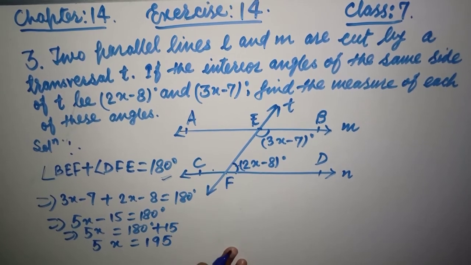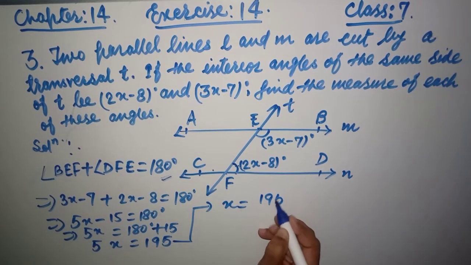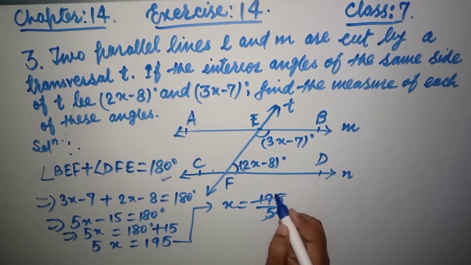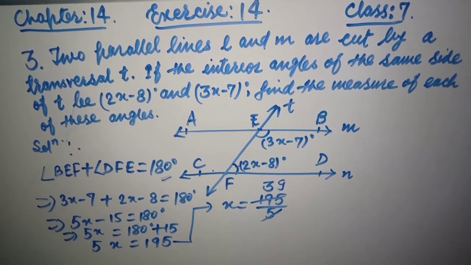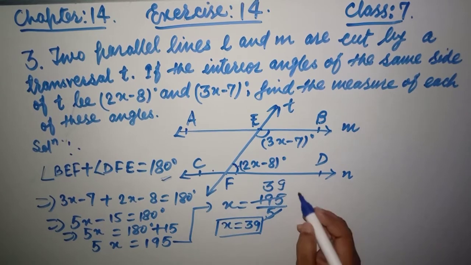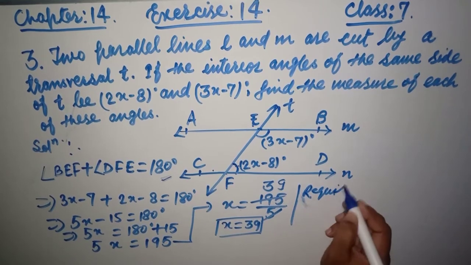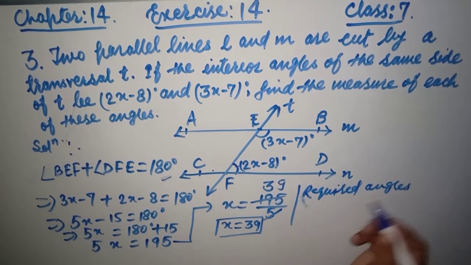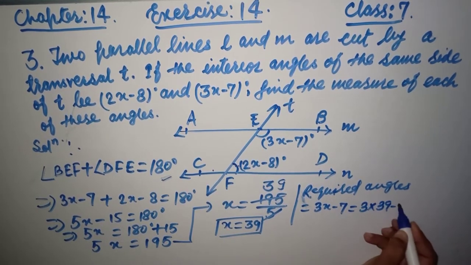195 degrees. So we can write x is equal to 195 divided by 5. So friends, 5 3s are 15, 5 9s are 45. x is equal to 39, and we have to find the angles, meaning these two angles. So now friends, required angle: 3x minus 7, so 3 multiplied by 39 minus 7.